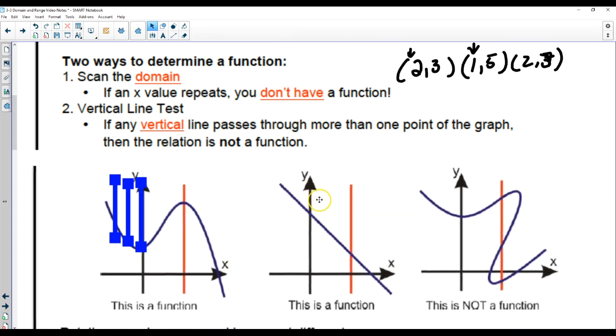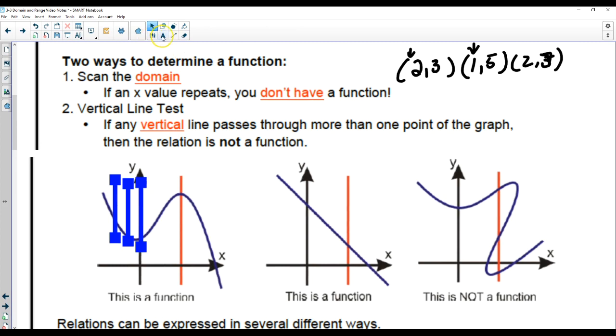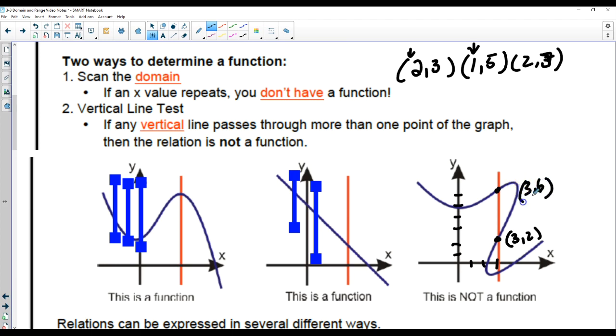Same thing here. It doesn't matter where I draw my line, it's going to be a function. It's going to hit in just one spot. Whereas something like this, you can see from this line right here that it does hit in more than one spot. If you think about the ordered pairs, if we just made up values here, if this x is 3, this y is 2, and also 6. So we've got 3, 2, and we've got 3, 6. That means that domain, that single x value, has two different y outputs.